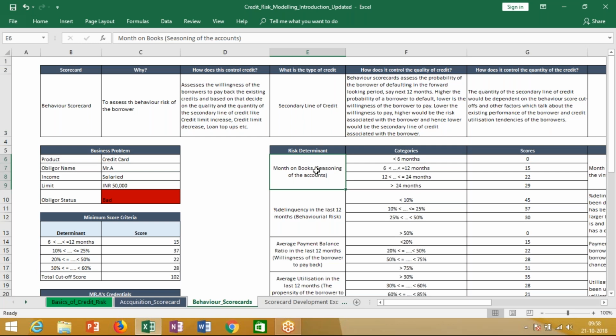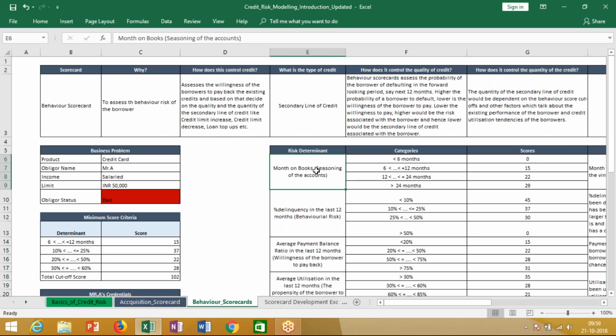Now we have some variables which are indispensable and which are actually very important for these models. So what we'll do is we'll start working it out from here itself. Similarly, I have created another behavior scorecard over here. This is a representative behavior scorecard.